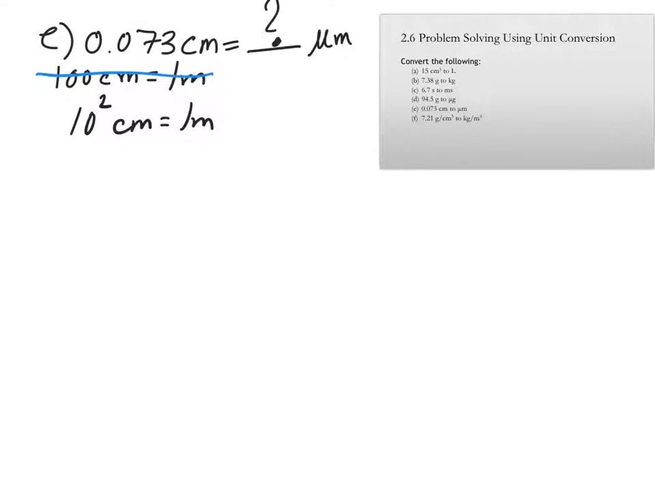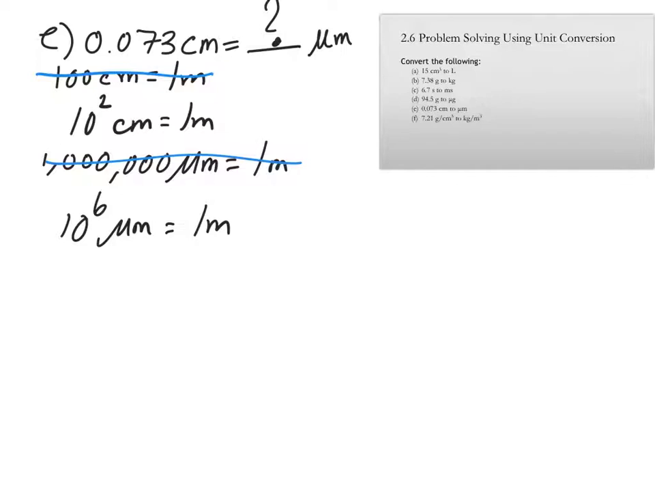And then there are 1 million micrometers in 1 meter. But again, I'm not really going to use that. I'm going to use the scientific. 1 million is 10 to the 6th.